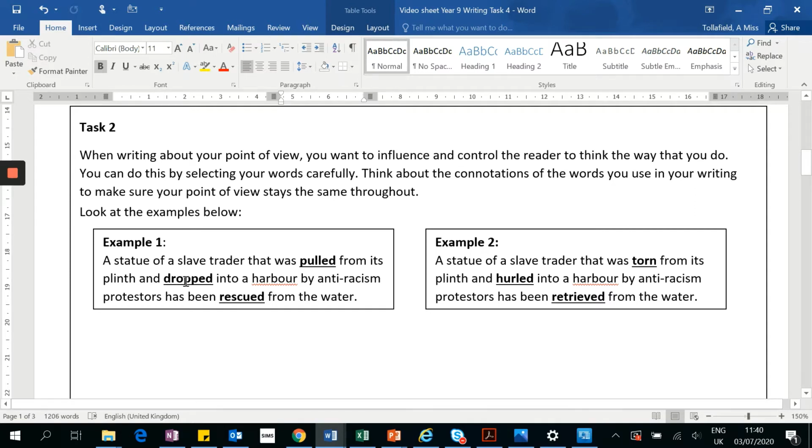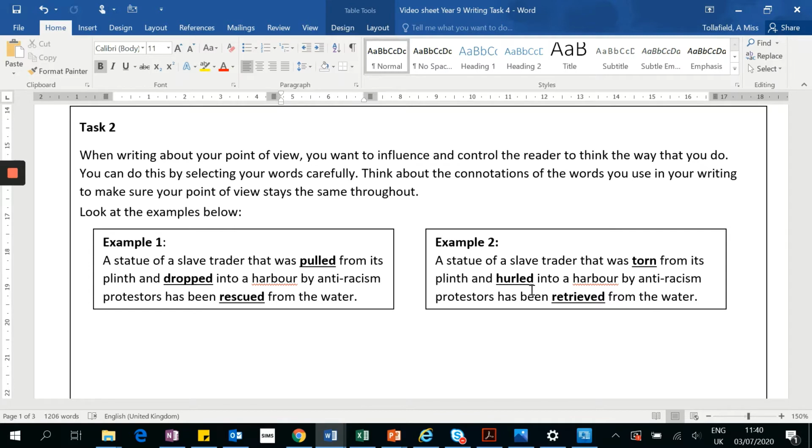This idea of dropped almost has a sense of childishness to it, like the dropping of a toy that then needed to be rescued from the water. Whereas in the second example, the tone is very different. We've got the words torn and hurled, and they have harsher tones. If we think about the connotations of these words, they're more aggressive and violent.